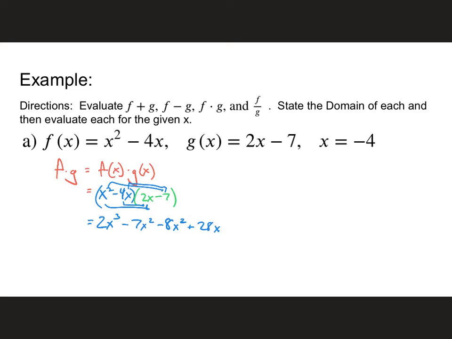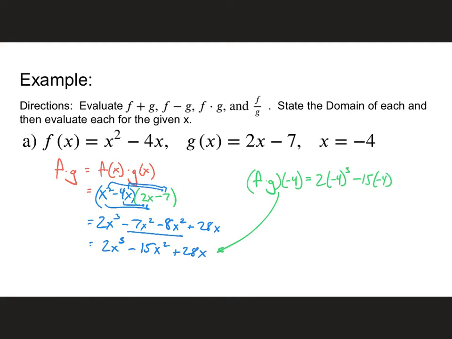All right, so now I have to just combine my like terms. I get 2x to the third minus, these are my like terms, 15x squared plus 28x. All right, now let's evaluate f times g of negative 4. What that means is I'm going to take this equation down here, just plug in the negative 4. So I got 2 times negative 4 to the third power minus 15, negative 4 squared plus 28 times negative 4. Trust me, plug that in my calculator. If I've done it right, forget the parentheses, I get negative 480.